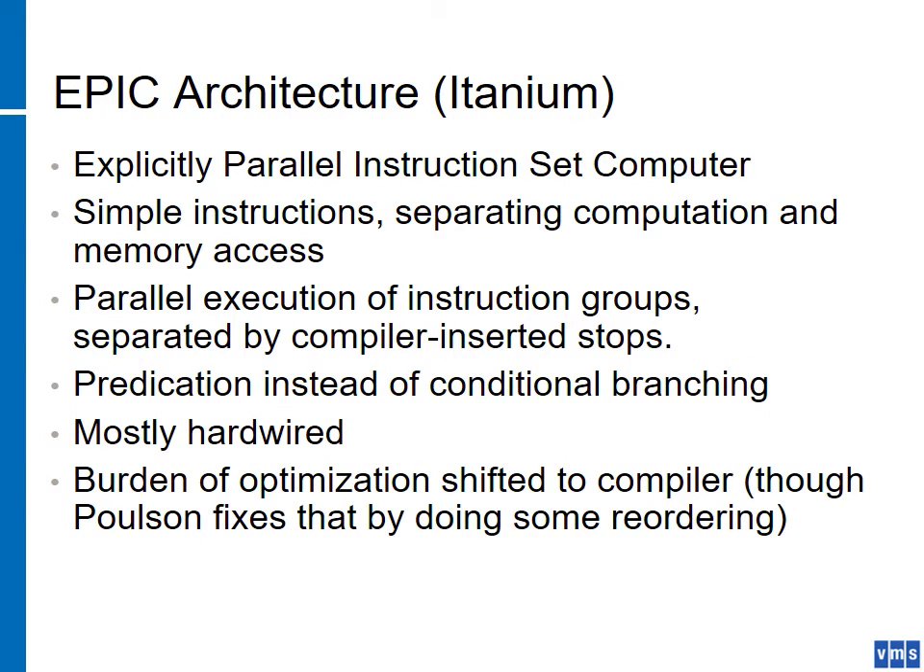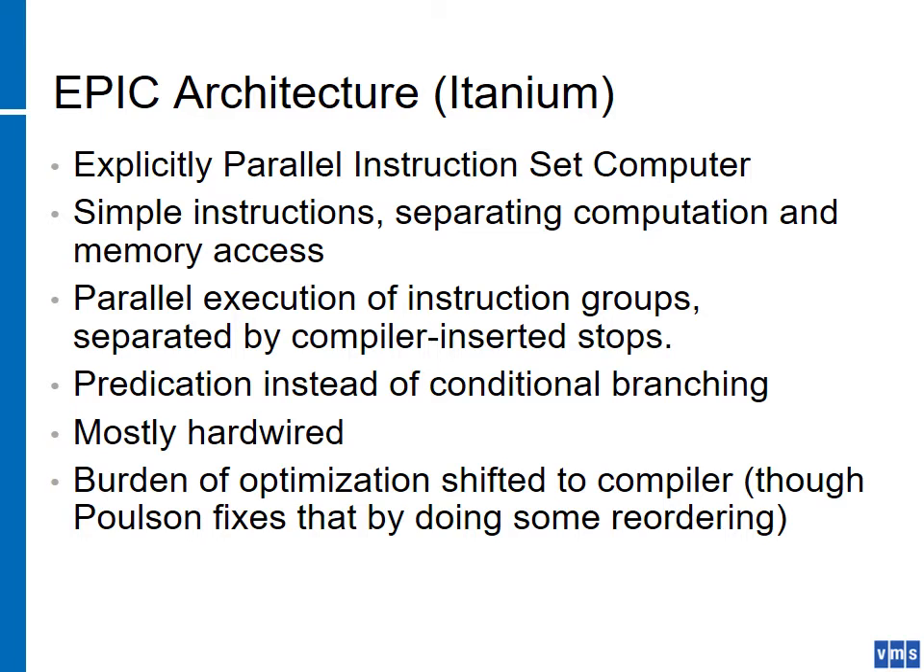And the idea that Intel had when it came with the Itanium, or the explicitly parallel instruction set computer, was that we could shift some of this burden to the compiler writers. So again, we have fairly simple instructions. We separate computation and memory access. But rather than the processor going off on its own and determining what it can safely execute in parallel, the parallel execution is done based on compiler inserted stops. So the compiler will put a stop bit between certain instructions, and that's a signal to the processor that it can assume that anything that does not have a compiler inserted stop bit between them can be executed in parallel.